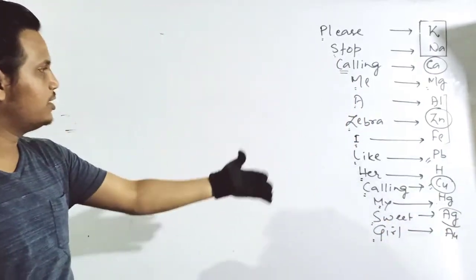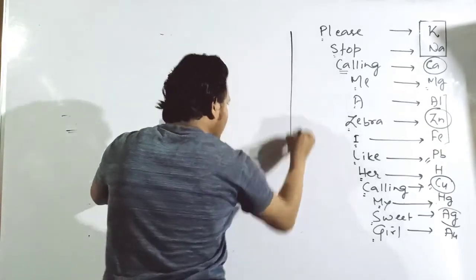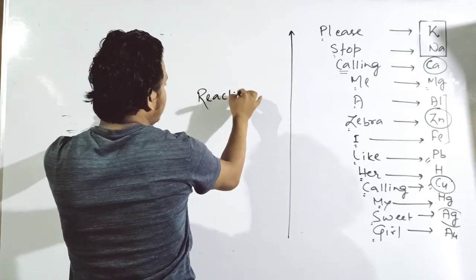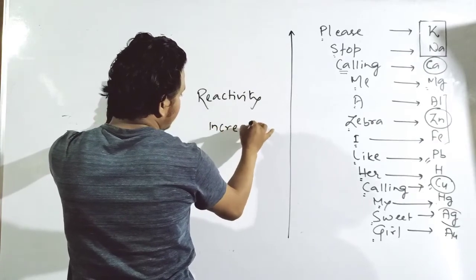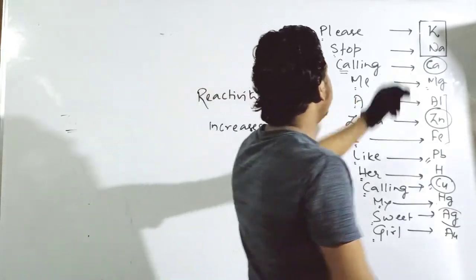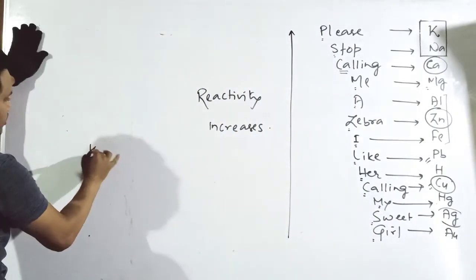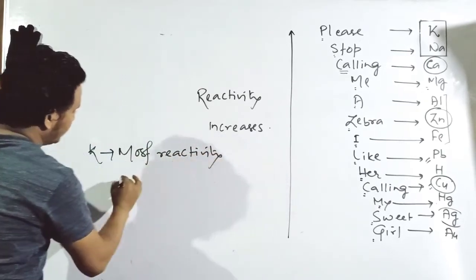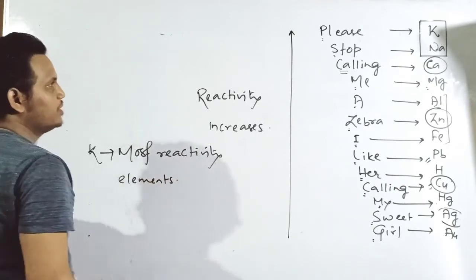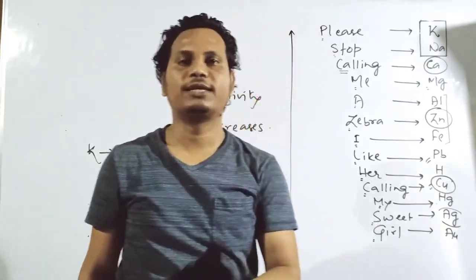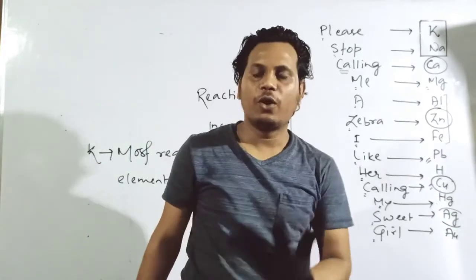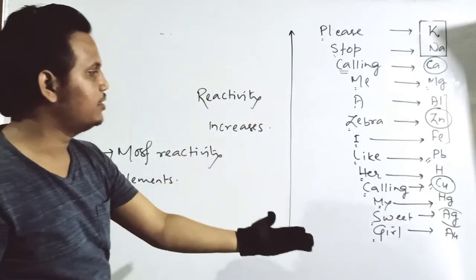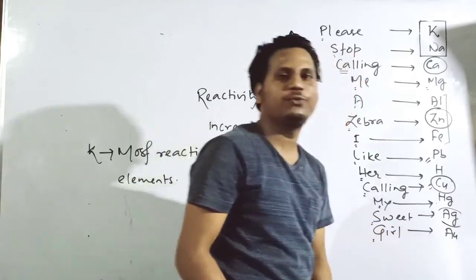By this trick you can easily remember this reactivity series. If you go above, reactivity increases. Which one is the most reactive? Potassium is the most reactive element. So remember this trick, it is easy. Please stop calling me a zebra. I like her calling my sweet girl. So potassium, sodium, calcium, magnesium, aluminium, zinc, iron, lead, hydrogen, copper, mercury, silver, gold.